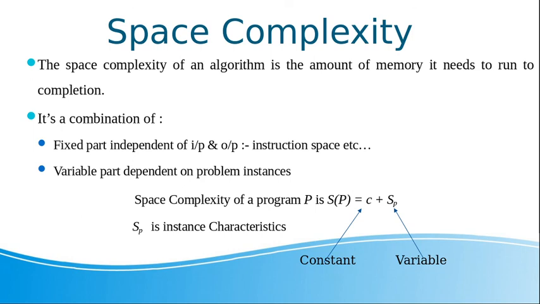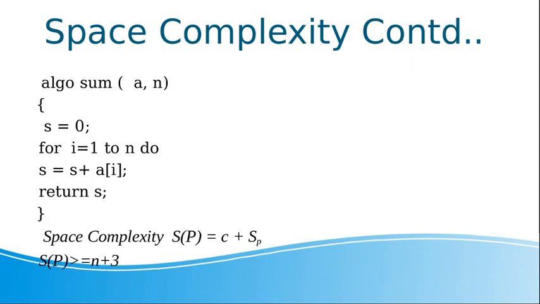For example, a loop statement will execute from 1 to n. It does not depend at all on input and output. The variable part means all the variables we are using to execute that program. The total of these will determine the space complexity.